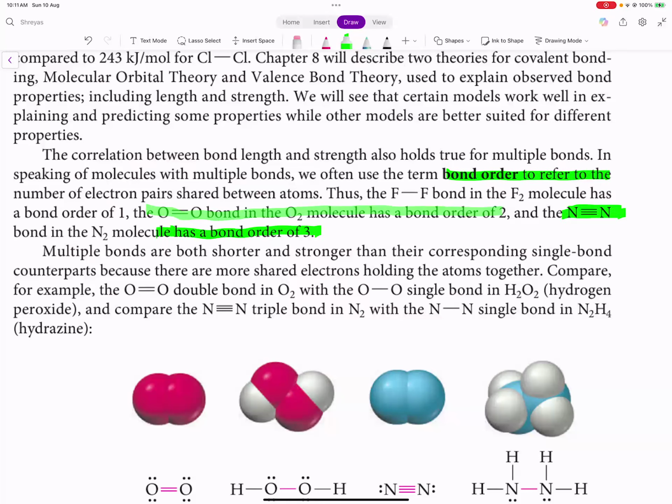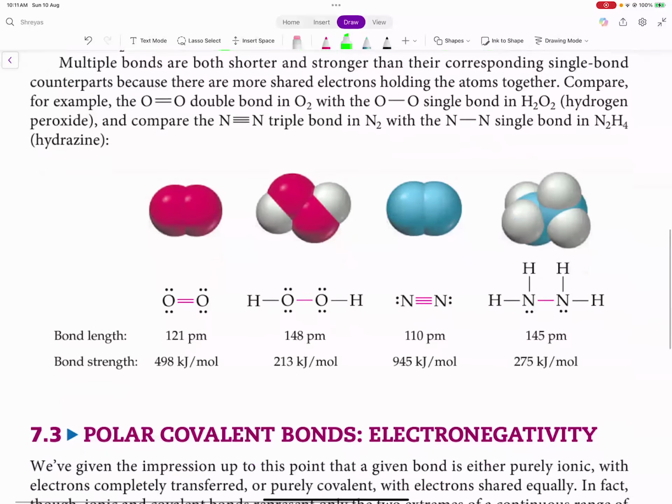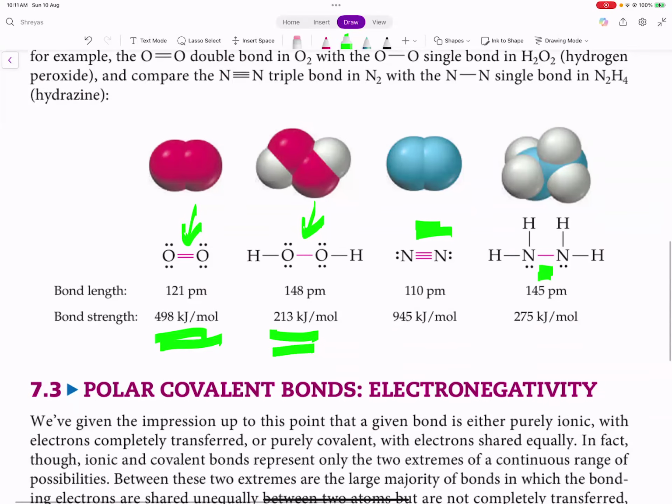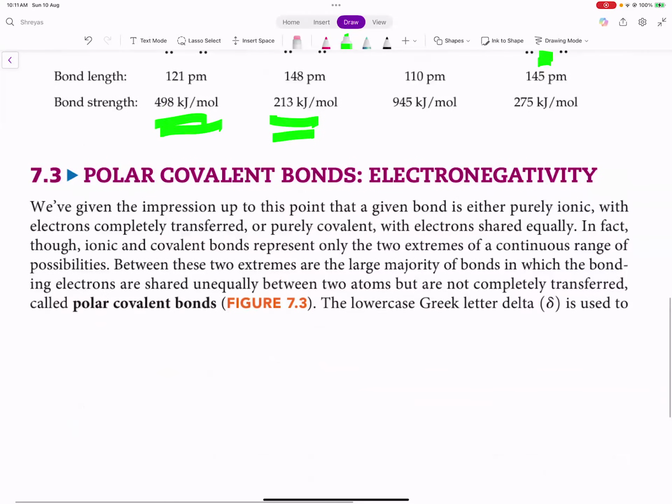Now you can see bond length, triple bond. Here it is a double bond, here it is a single bond. Double bond is shorter and stronger. And triple bond is shorter and stronger. Because the bond order means more bonds are there, so obviously it will be stronger, right? Polar covalent bonds, electronegativity.